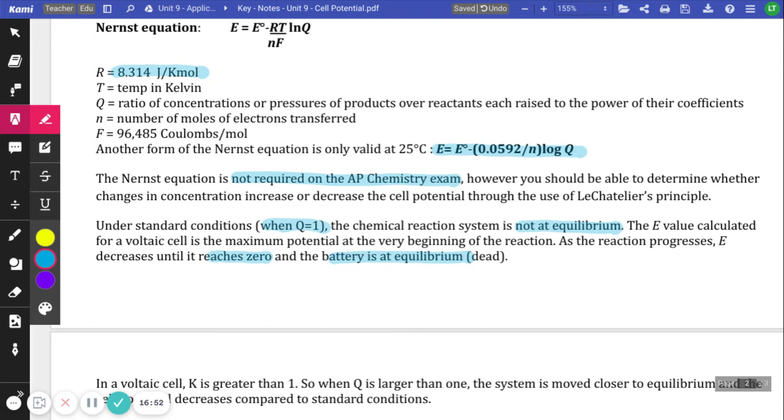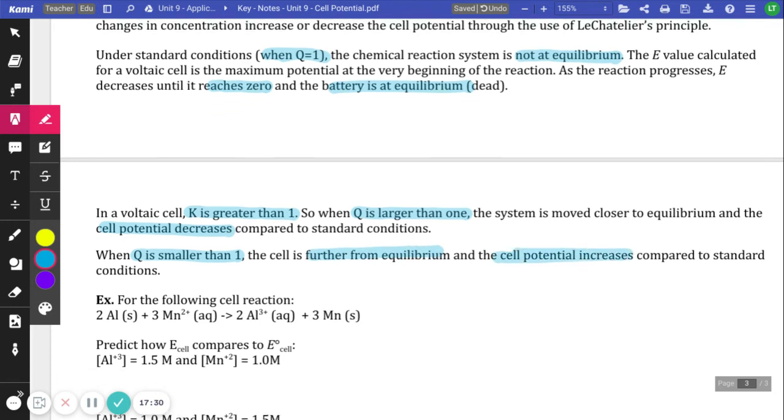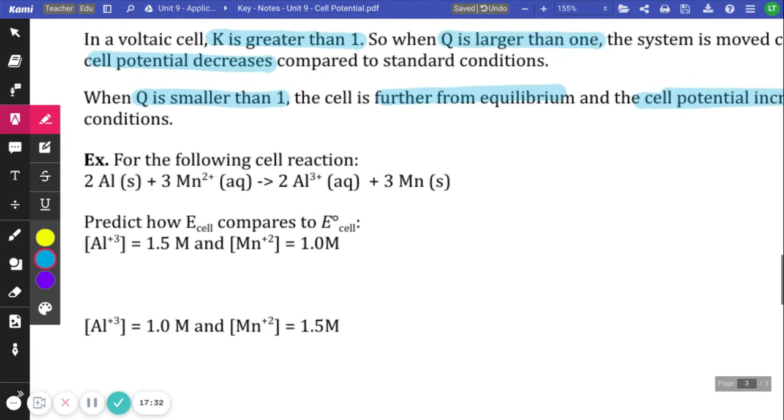All right, so in a voltaic cell, K is greater than 1, so we can use Q to help us figure out basically our K value is greater than 1, so it's going to be products favored. So when Q is larger than 1, the system is moved closer to equilibrium, and the cell potential is going to decrease compared to under standard conditions. Now, when Q is smaller than 1, the cell is further from equilibrium, and the cell potential will increase compared to under standard conditions.